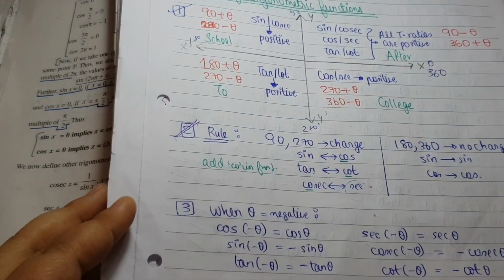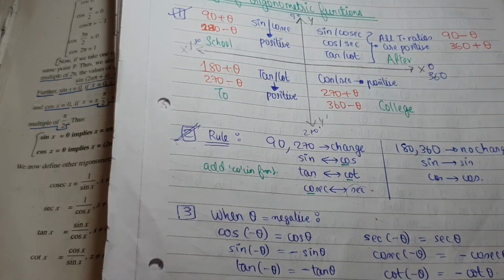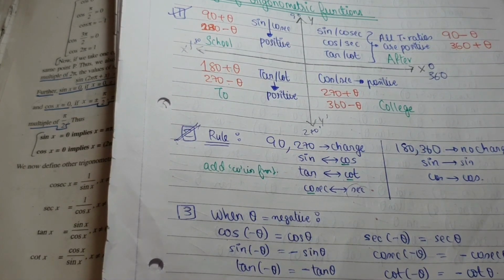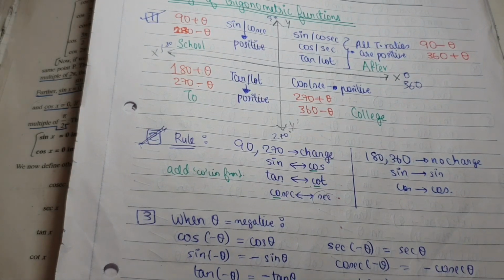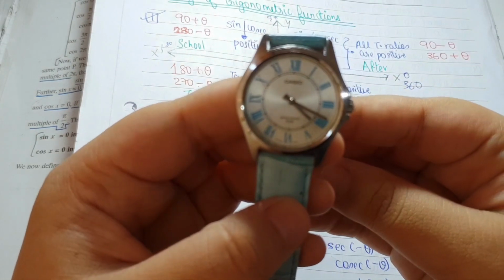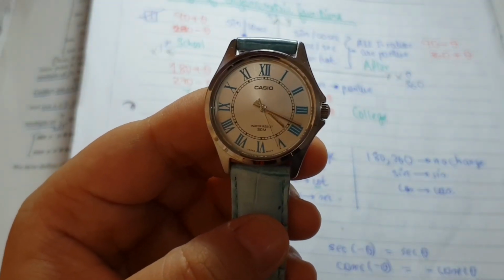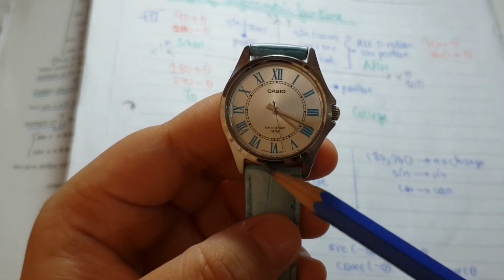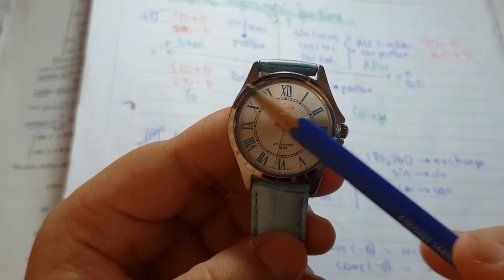So, moving on to the third important thing: when the angle, or theta, is negative, what happens then? When I say the angle becomes negative, hope you remember the negative angle we talked about. A negative angle goes in the clockwise direction. Clockwise, as I've shown you using my watch. I mean in this direction, as you can see clearly. I'm going in this direction, isn't it? Clockwise gives us what? It gives us a negative angle.